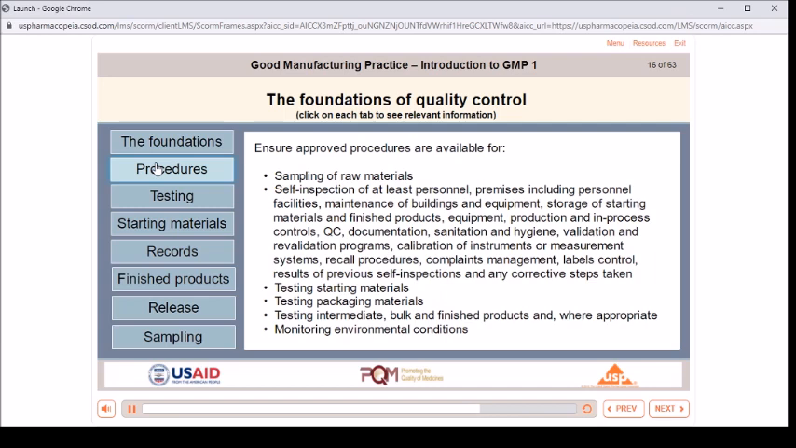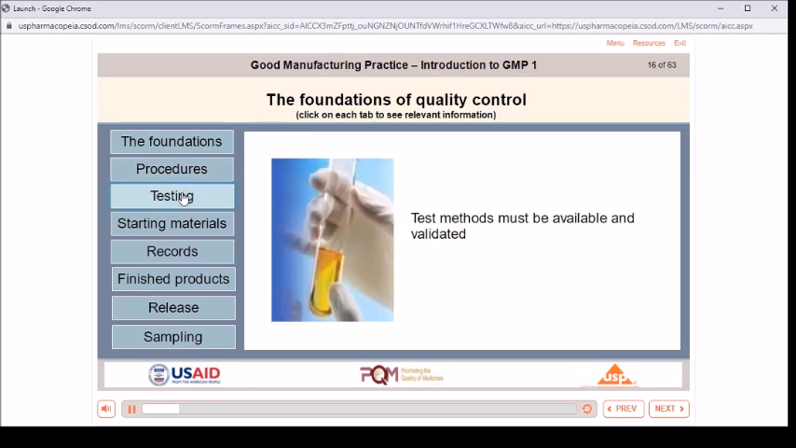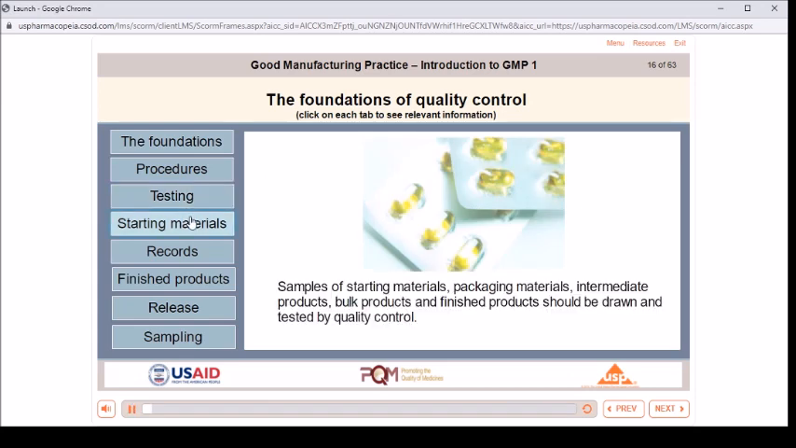Testing starting materials, testing packaging materials, testing intermediate, bulk, and finished products, and, where appropriate, monitoring environmental conditions. Testing. Test methods must be available and validated. Starting materials. Samples of starting materials, packaging materials, intermediate products, bulk products, and finished products should be drawn and tested by quality control.